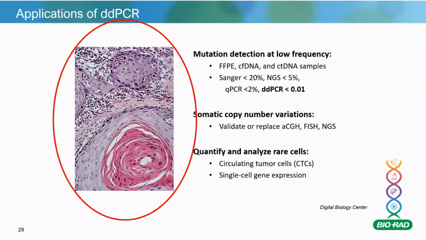So if we look at mutation detection and low frequency, if we're looking at FFPE, cell-free DNA, and circulating tumor DNA samples, in Sanger sequencing, it's around 20%, and NGS maybe around 5% sensitivity at low frequency. qPCR is around 2%, and ddPCR you can get down to less than 0.01%, and these have been practically done. And again, to quantify and analyze rare cells is really a huge tool for ddPCR as well.